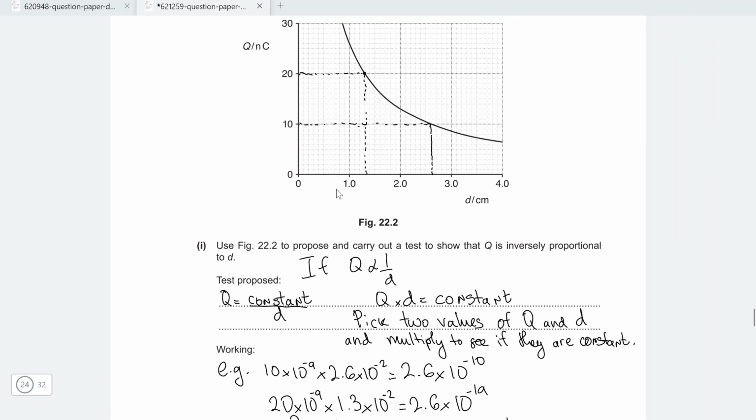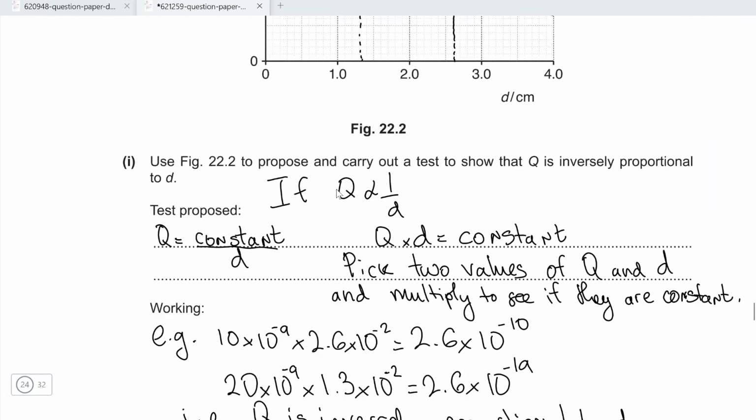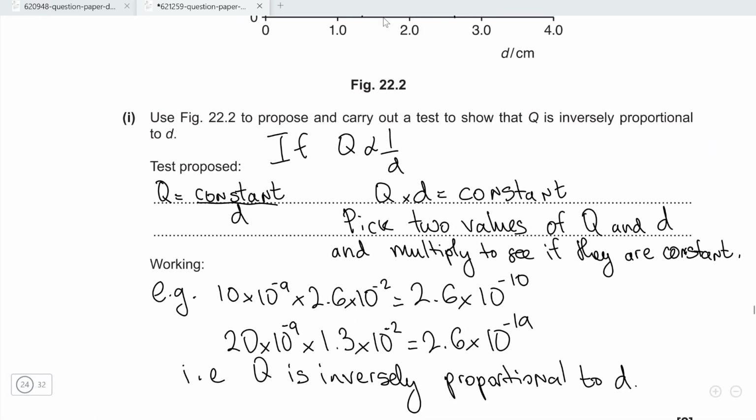Now, what is the test? The idea here is that when two quantities are inversely proportional to one another, if Q is inversely proportional to 1 over D, this means that a constant exists such that Q is equal to that constant divided by D. Now, if that's the case, if we were to just rearrange for Q times D, we know that Q times D will be a constant. Our test will be to pick two values of Q and D and multiply them to see if they're constant.